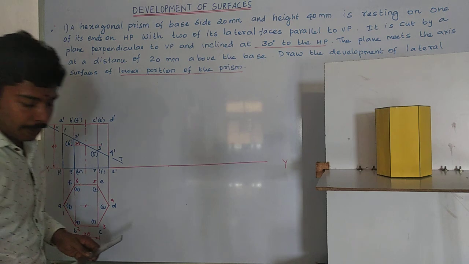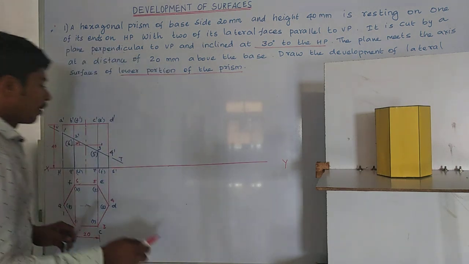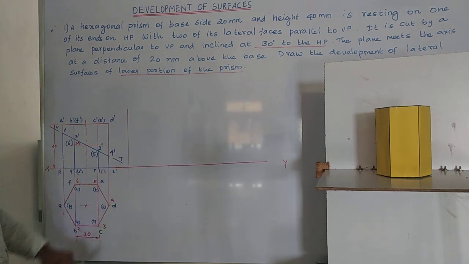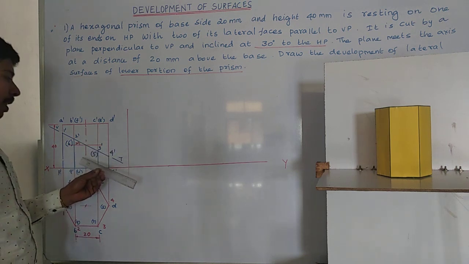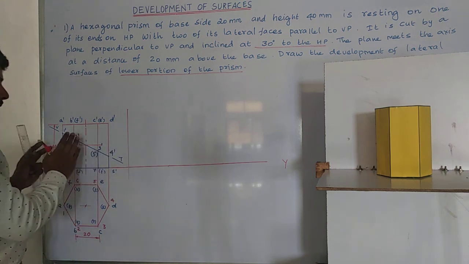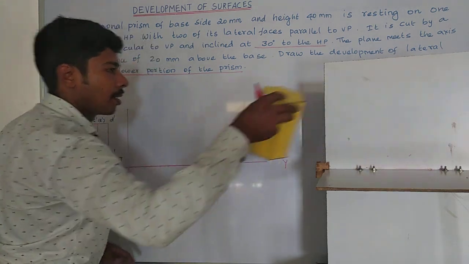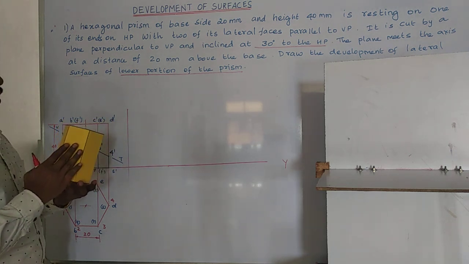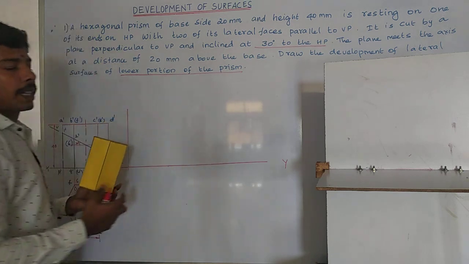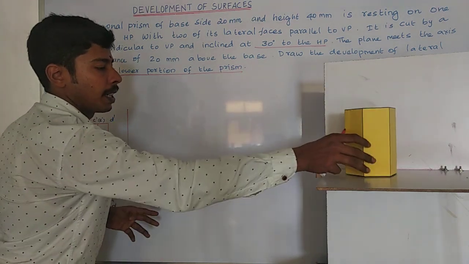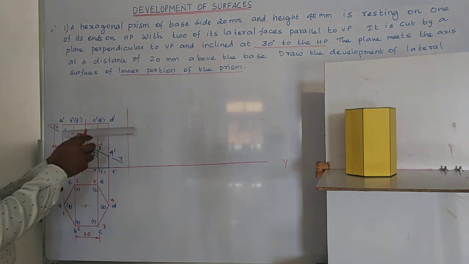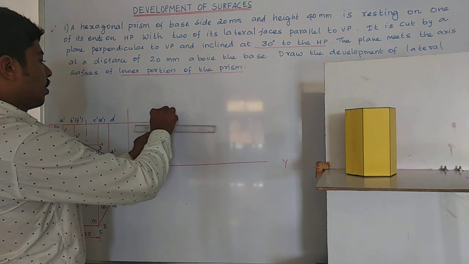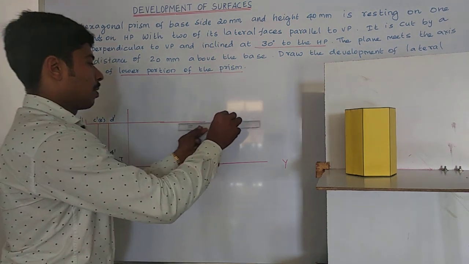So how we are going to develop, first what we have to do is draw one vertical line here. Then here we have 6 surfaces, right? 6 lateral surfaces as rectangles. So we have to spread it out into 6 faces. So first a vertical line, and draw one horizontal line also.